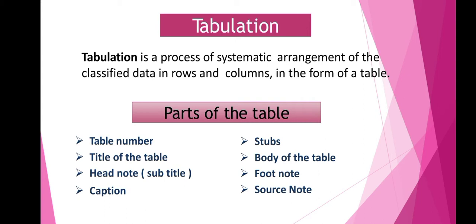Okay. So in statistics we are collecting data, right? After collecting data, we are classifying the data according to the similar characteristics. We are classifying them into different groups according to their characteristics. After classifying the data, we are arranging them systematically in rows and columns in the form of a table.